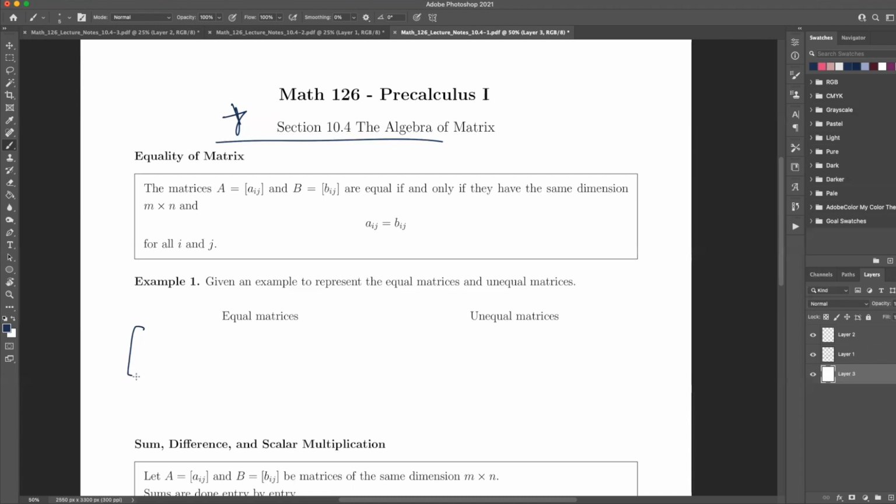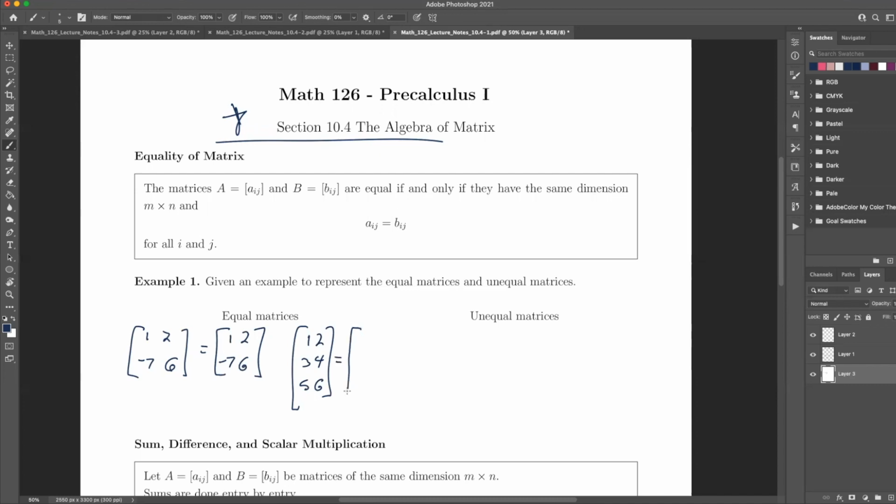So here, if I say it's 1, 2, -7, and 6, this is a 2 by 2 matrix. That has to be equal to a 2 by 2 matrix, which is, now let's do something, 3, 4, 5, 6. Okay, so here's a 3 by 2 matrix. So 3 rows by 2 columns. So we say a 3 by 2 matrix.